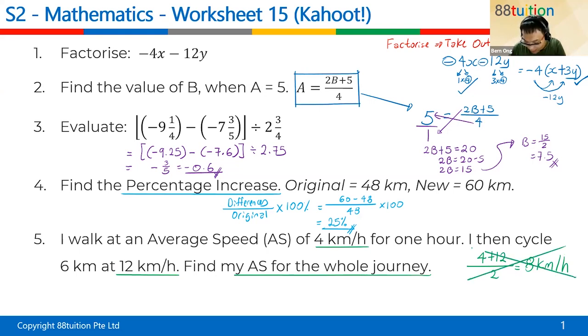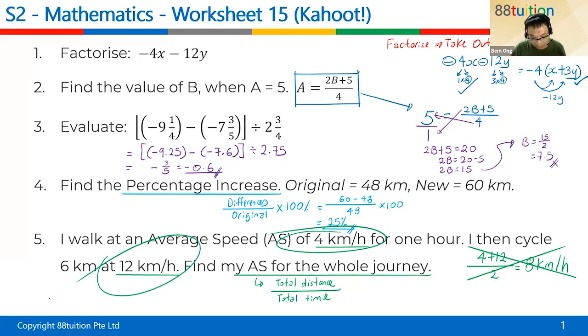What does average speed stand for? Average speed stands for total distance divided by total time. It's not taking the two average speeds plus together divided by 2. No, it's not that. Average speed is total distance divided by total time. So what is your total distance down here?